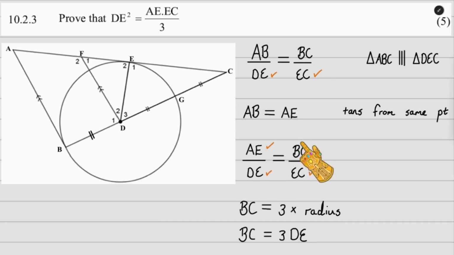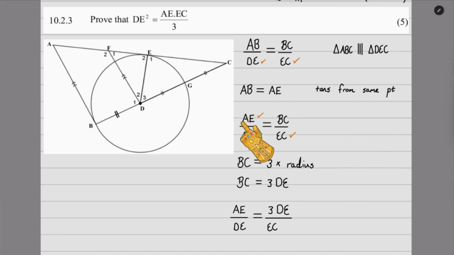Now this BC, we're going to replace with 3DE. So you basically just rewrite this line, but instead of BC, you replace it with 3 times DE, because we have that statement over here. And now I'm just going to cross multiply quickly. So I'm going to take this up and I get AE times EC. And then I'm going to cross multiply the other side. So I'm going to take this DE up and I get 3DE times DE.